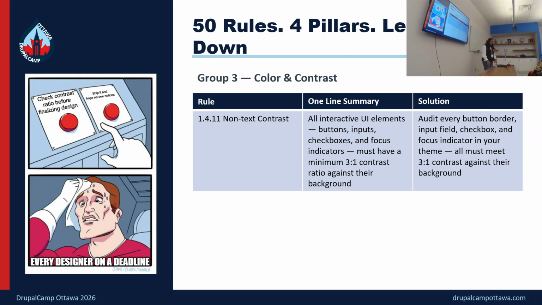Group 3 again, the next rule is 1.4.11, non-text contrast. All the interactive UI elements, for example buttons, radio icons, checkboxes, focus indicators, must meet a 3:1 contrast ratio against their background. Solution is simple: audit every interactive UI component, and make sure that they're matching this ratio.